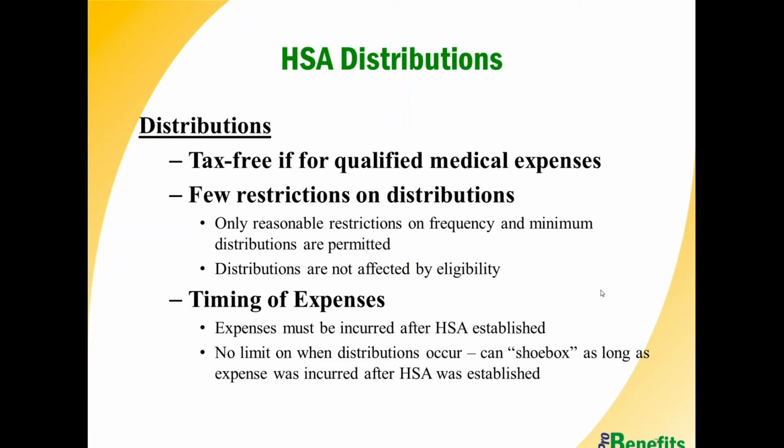Expenses, in order to be a qualified medical expense, must be incurred after the HSA is established. Generally, the rule is that in order to be established, the HSA must be funded, so there must be some money in the HSA. Simply opening an account is not enough to establish the account. Some money must be deposited into the account. And then finally, there's not really a limit on when distributions can occur, so as long as the expense was incurred after the HSA was established, the participant can wait and receive the distribution later. They can shoebox those receipts and get the distribution in future years.